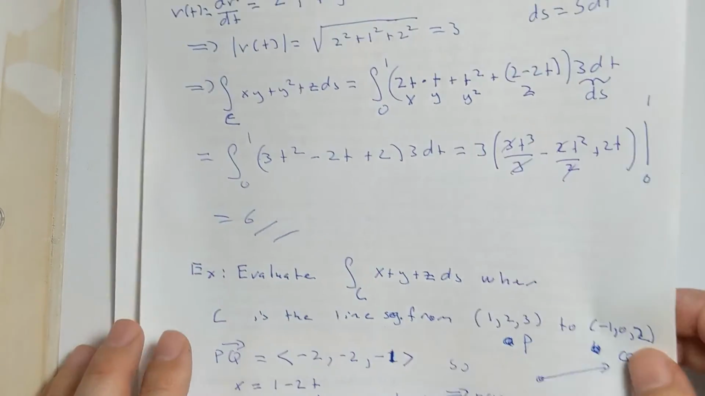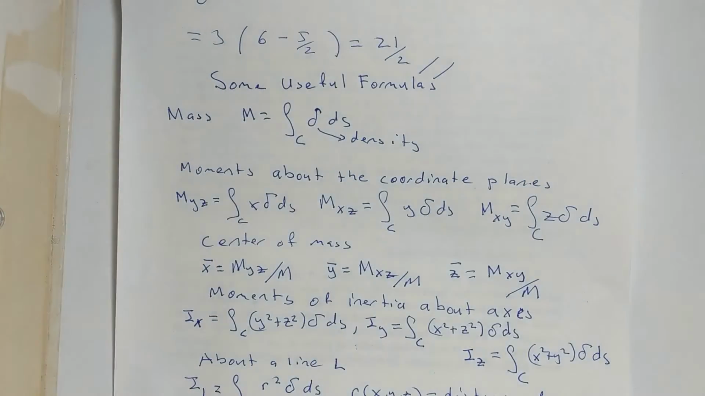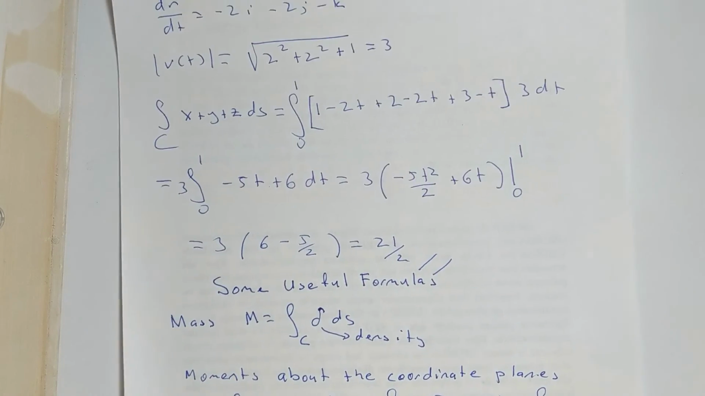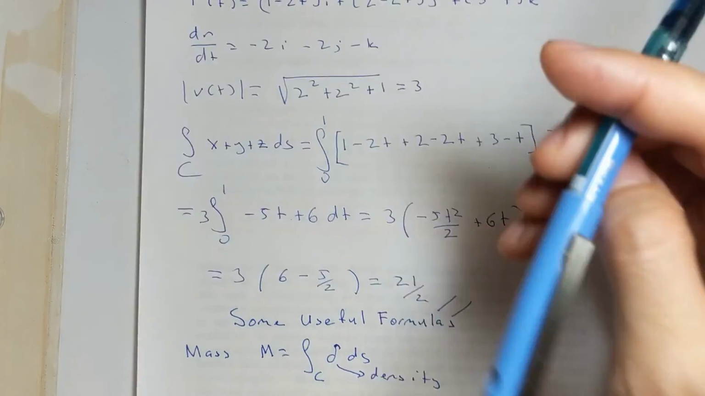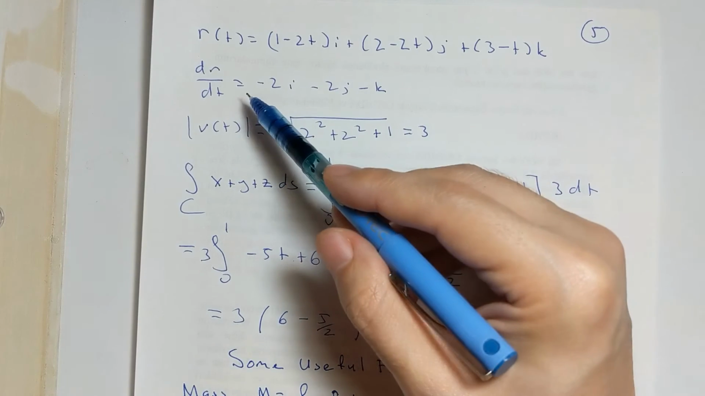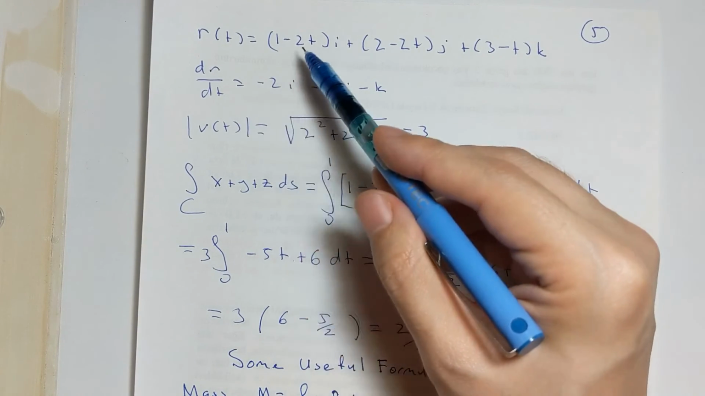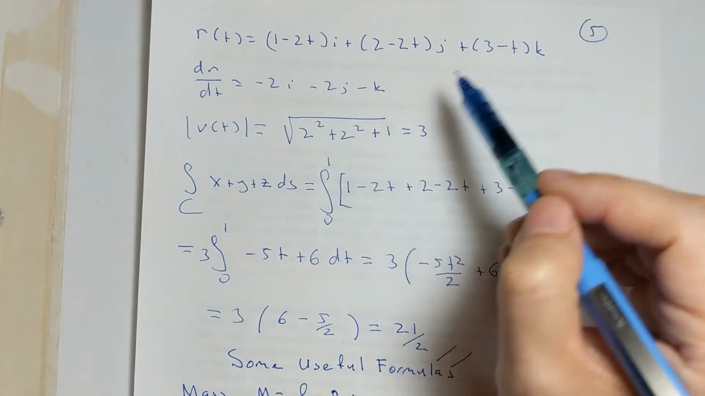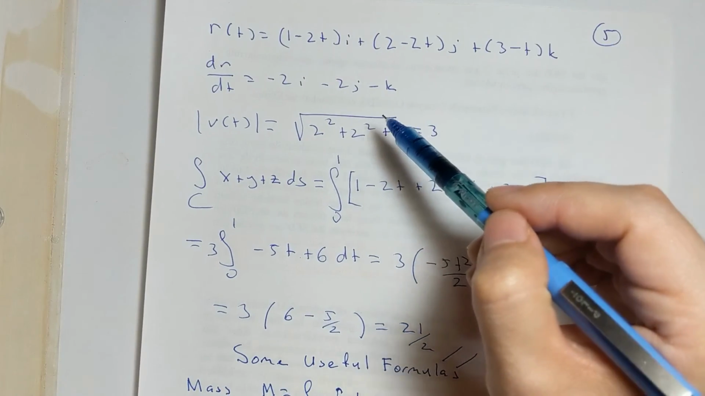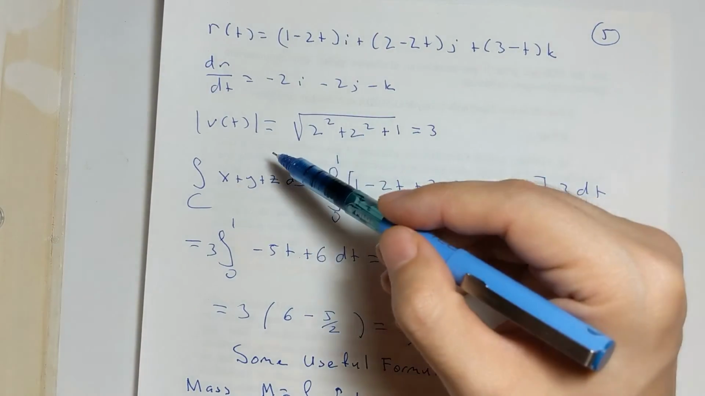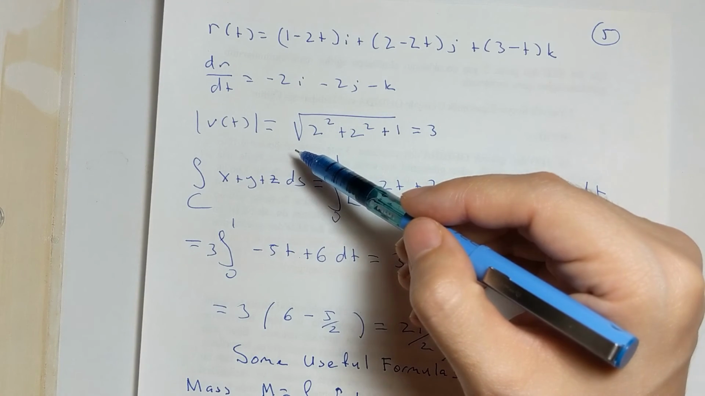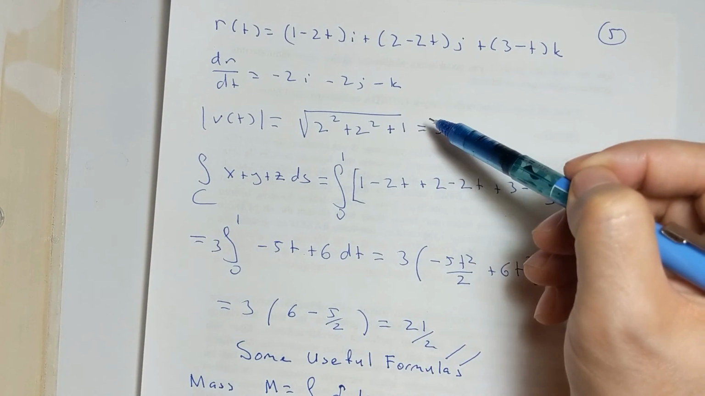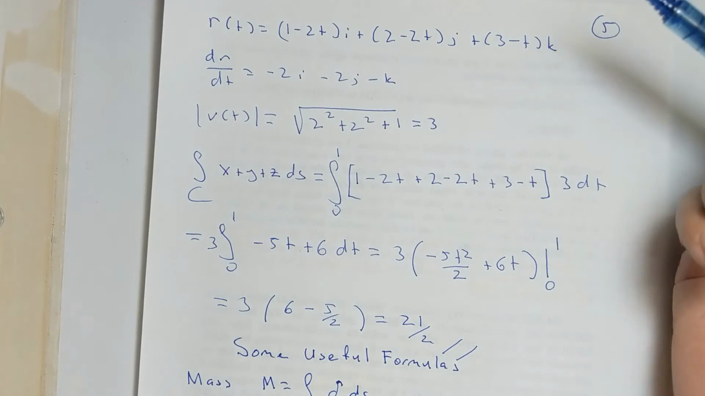Now we want to integrate over this curve. So let's do it. I rewrote r of t on this space, so it's right in front of our eyes. Again, we calculate dr dt. We get minus 2i, minus 2j, and minus k. The derivative is minus 1. So magically, of course, the numbers work out when you sum the squares and take the square root.